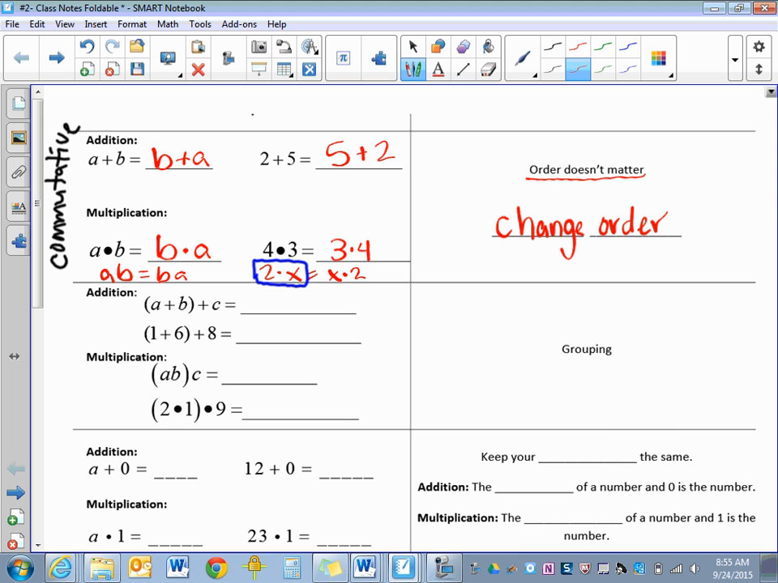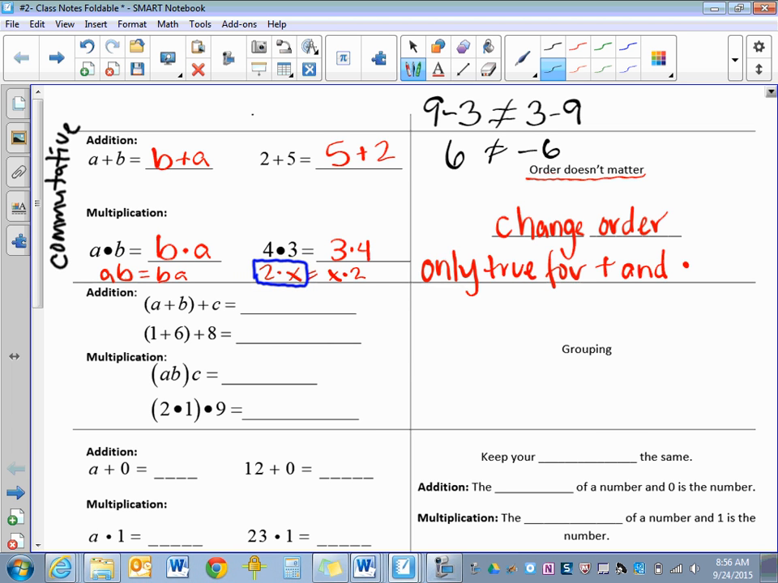And notice the commutative property is only true for addition and multiplication. It's not true for subtraction. Because think about it. If I had 9 minus 3, this is not the same thing as 3 minus 9. What does 9 minus 3 give us? Good, 6. What does 3 minus 9 give us? Negative 6. So notice these are not equal. So it's not true for subtraction and division. This is only true for addition and multiplication.